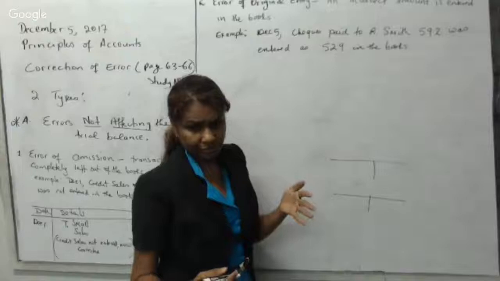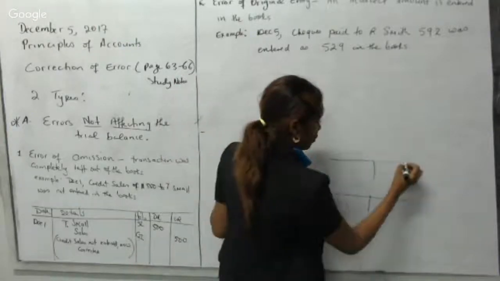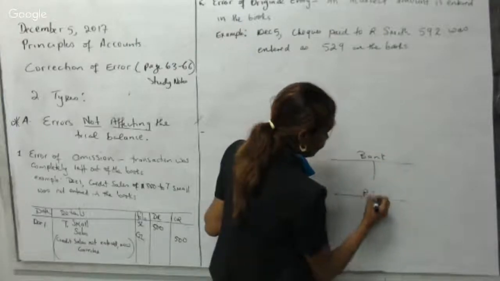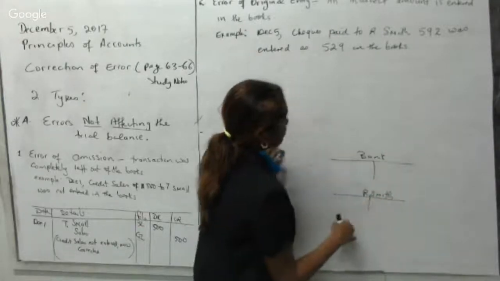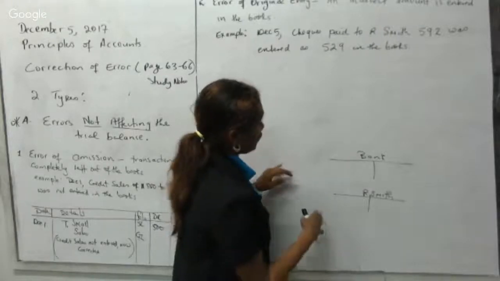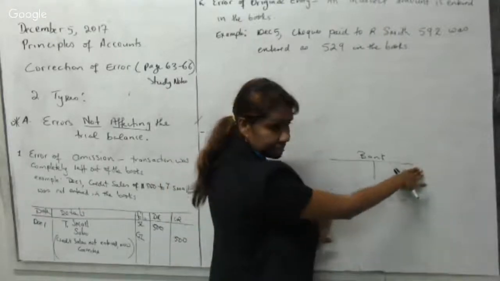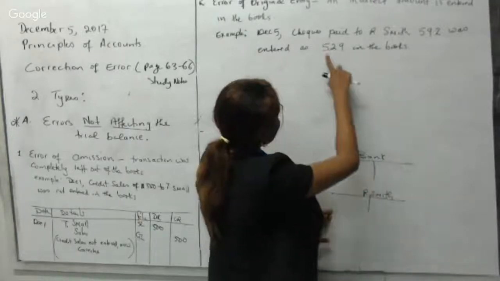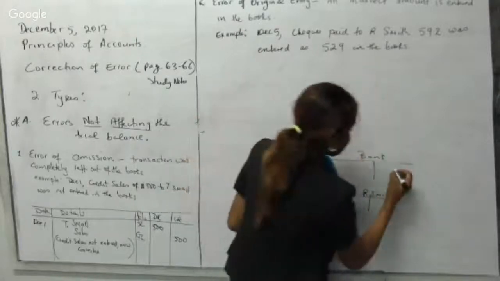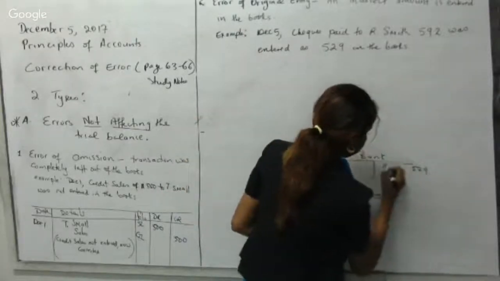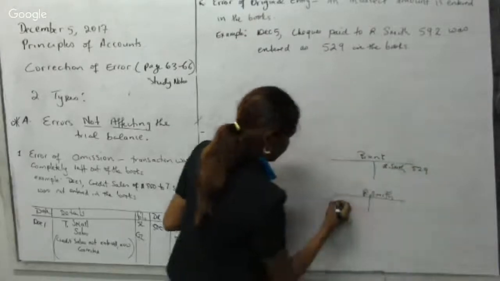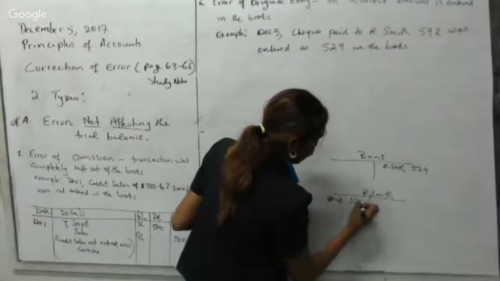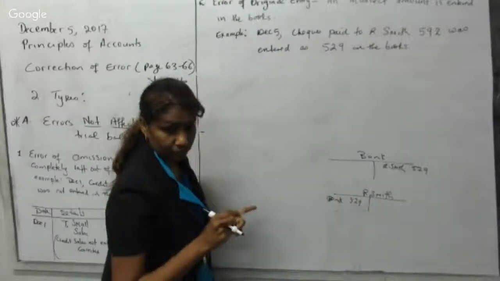I paid a check to R. Smith. So I know right away the 2 accounts that I would have created would have been an account for bank and an account for R. Smith. And if I'm going to pay a check to R. Smith for 592, then I'm actually supposed to be crediting my bank and debiting Smith. Now I did so, but I did so with 529. Right? So I credit my bank with 529 and I debit R. Smith with 529. That's the error, right?